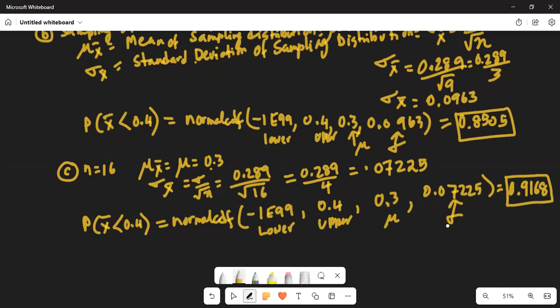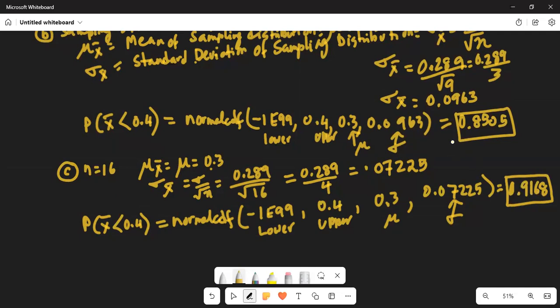As you notice, this probability of 0.9168 for n equal to 16 is more than the probability for the mean wait time for a sample of 9 people, which was part B. For part B, the answer was 0.8505 for a sample of 9. For a sample of 16, it is 0.9168.